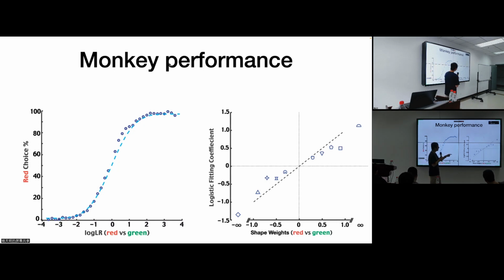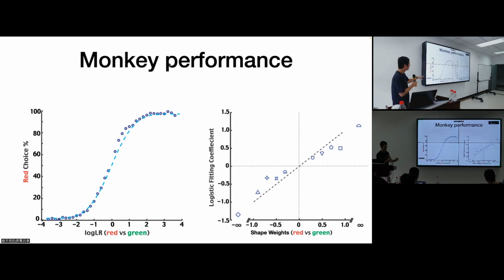So we can also find out how much influence each shape has on the monkey's choice by doing a logistic regression. And the nice thing is that the logistic regression coefficient correlates with the shape weight we assign to these shapes very well. So we know that not only does the monkey know the total weights, the log likelihood ratio, the monkey knows the weight of each single shape very well.